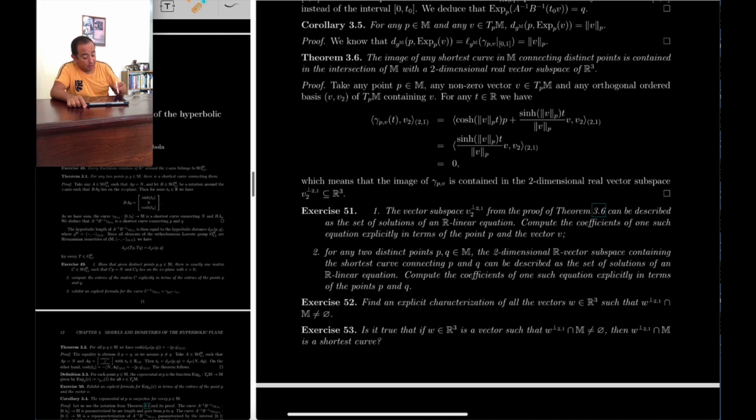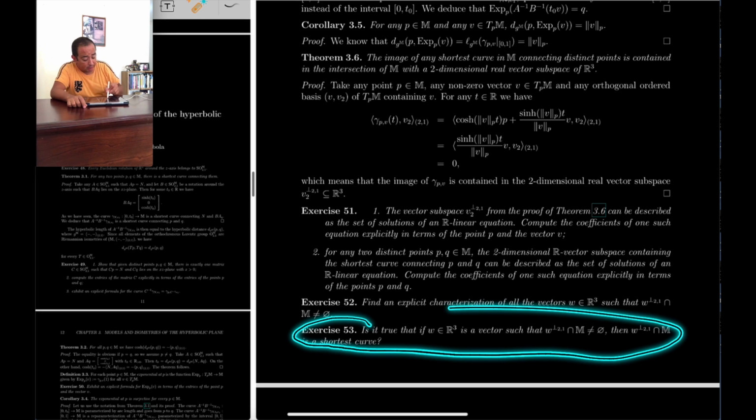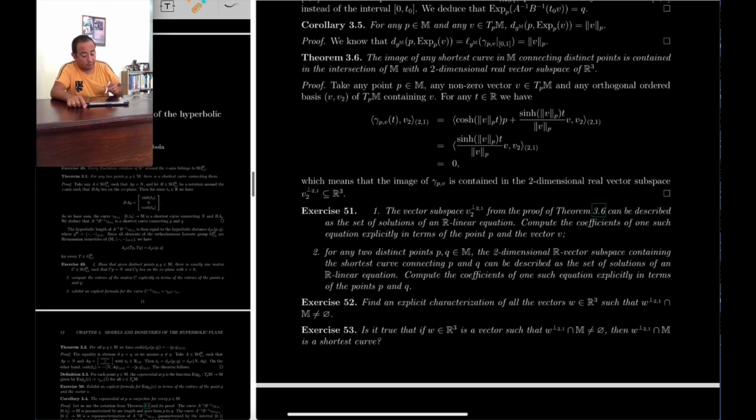Okay, and finally, I want you to think about a converse to the theorem we just proved. Namely, is it true that if we have a vector W with the property that its Minkowski orthogonal intersects M, that that intersection is a shortest curve, or let's say the image of a shortest curve? So I would like you to think about that.